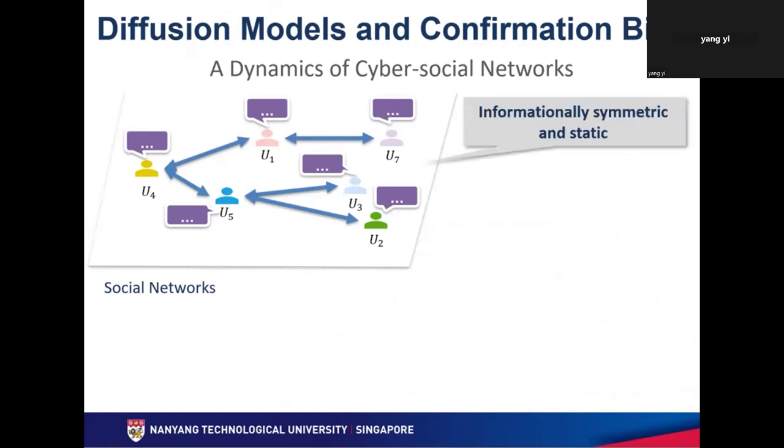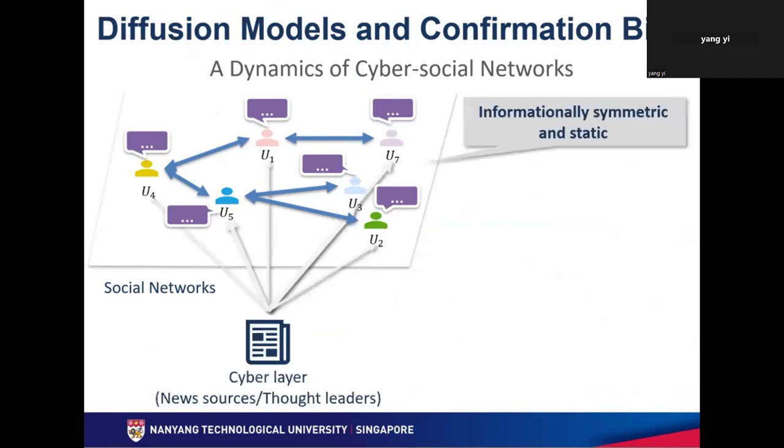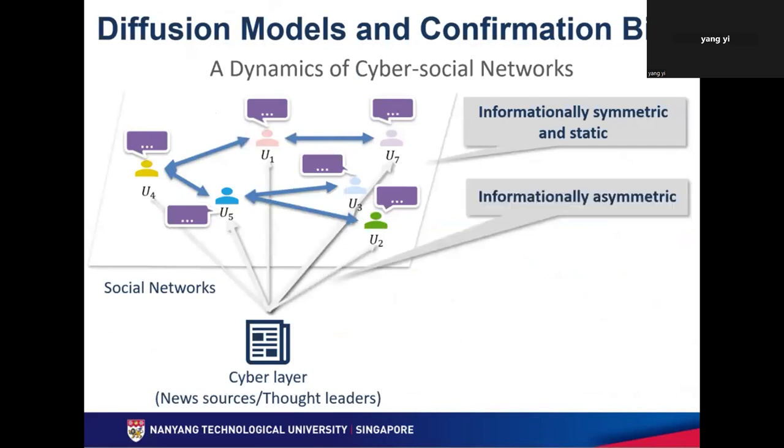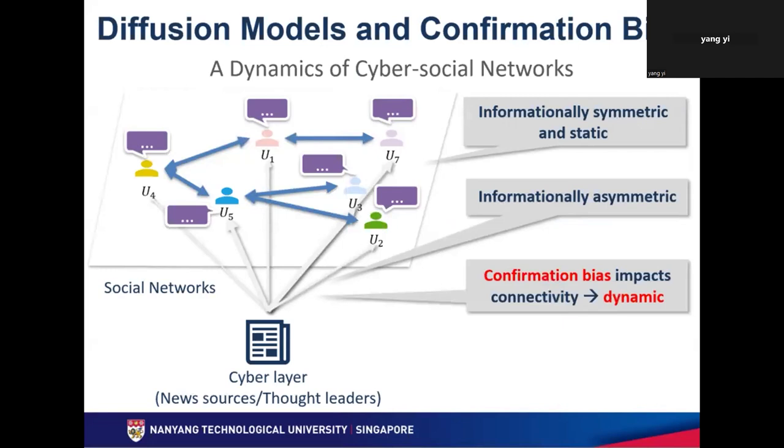They add another layer, the cyber layer, which denotes the news sources or thought leaders. The links between the news sources and the users in the social network are asymmetric, which means usually the news sources only spread their opinions to the public, but they will not change their opinions based on public opinion. Also, the connectivity between the news sources and the users is dynamic. It is impacted by human confirmation bias. That is the feature of the cyber social networks.